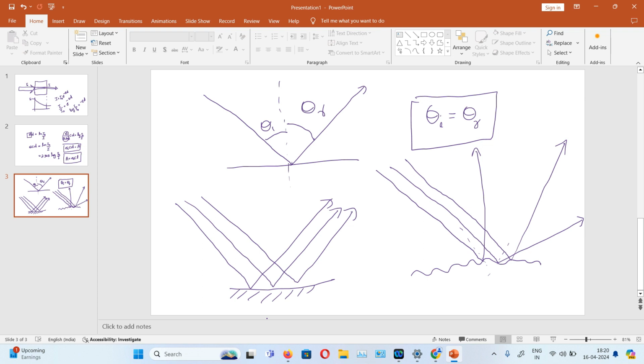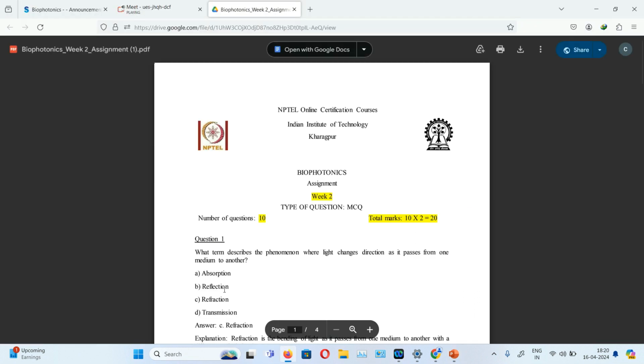This kind of reflection is called diffused reflection. These are some information about reflection. Refraction. What happens in the case of refraction?